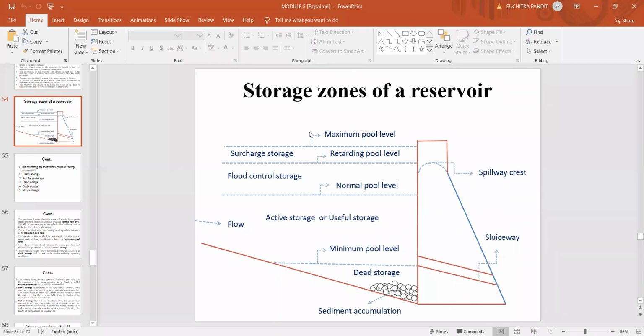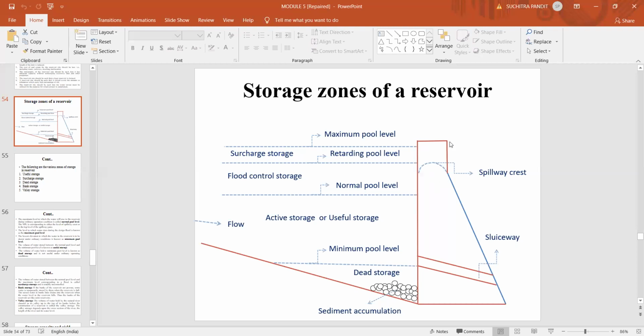Yes, sir. So in the last class we were discussing the storage zones of a reservoir. This is a very usual question in the examination in Module 5. With the neat sketch, explain the storage zones of a reservoir. So this is the figure which explains the various storage zones of the reservoir.